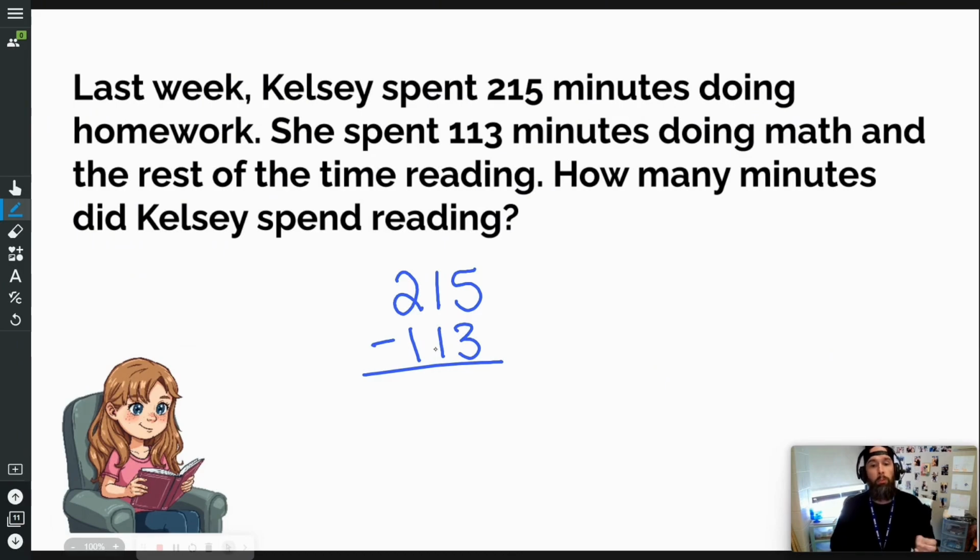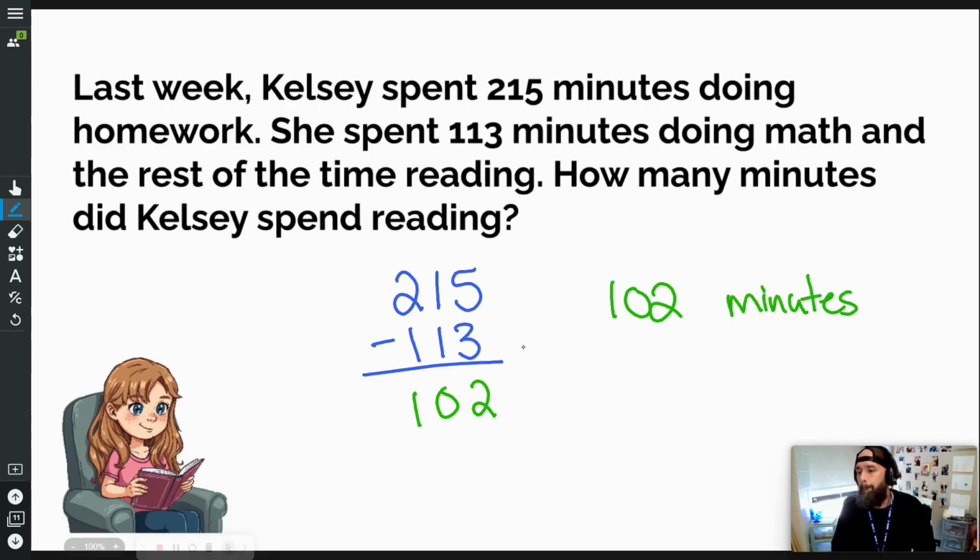All right, so this is subtraction. Start all the way to the right. 5 minus 3 is 2. 1 minus 1 is 0. 2 minus 1 is 1. Didn't have to borrow anything there. And the question is, how many minutes did Kelsey spend reading? She spent 102 minutes reading. All right. Good for you, Kelsey.